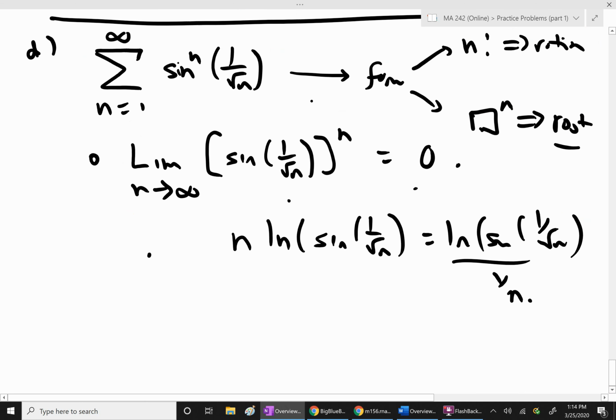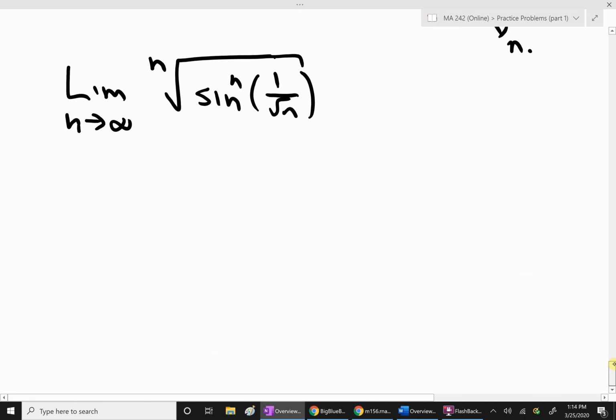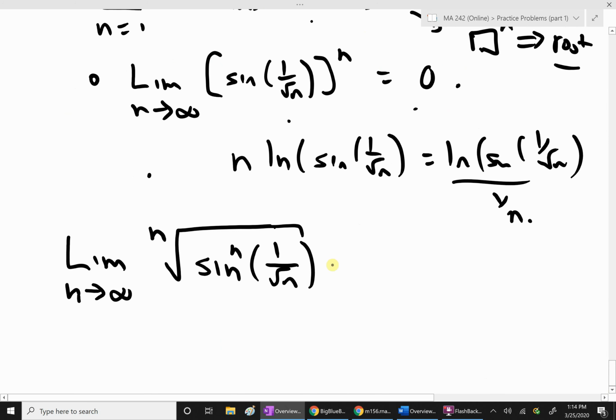That's what makes sense. So the root test: I'm going to do the limit as n goes to infinity, and I'm going to take the nth root of sine raised to the nth power 1 over the square root of n. And I'm going to notice, of course, that the nth root and the nth power are going to cancel. So this is equal to the limit as n goes to infinity of sine of 1 over the square root of n.